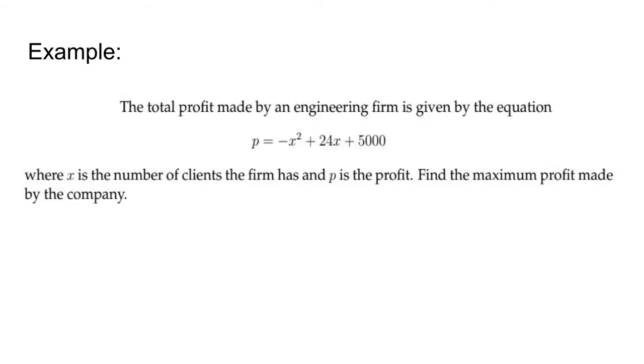This one says the total profit made by an engineering firm is given by the equation P equals negative x squared plus 24x plus 5,000. If x is the number of clients the firm has and P is the profit, find the maximum profit made by the company.